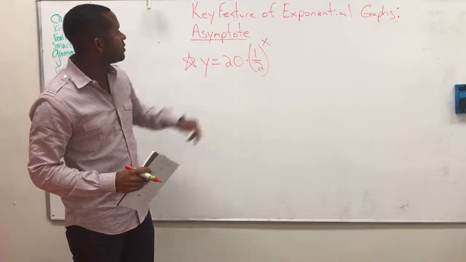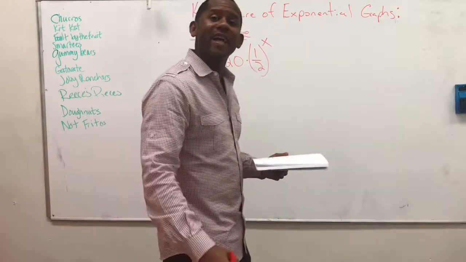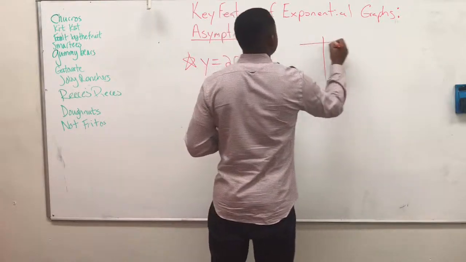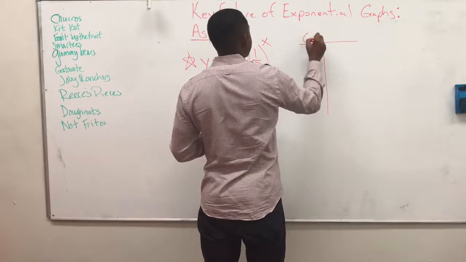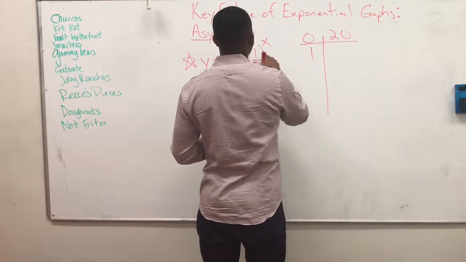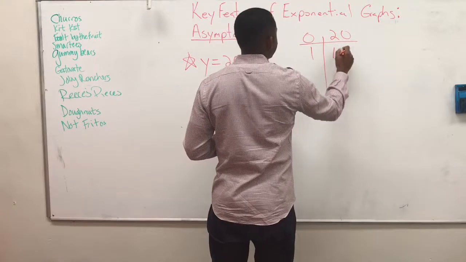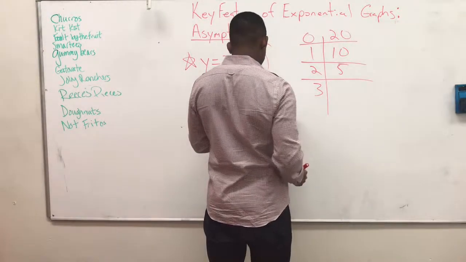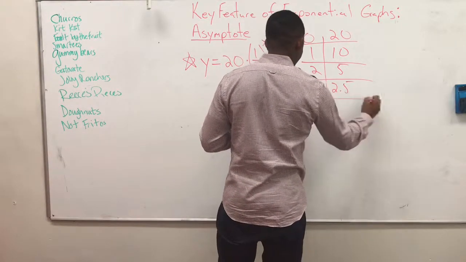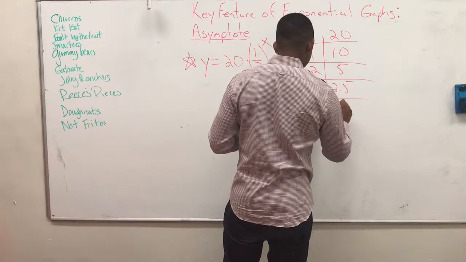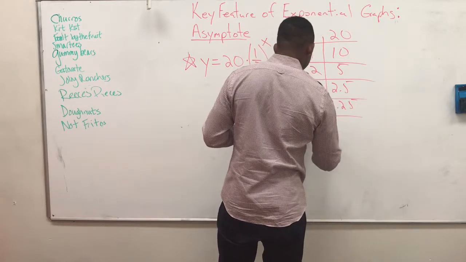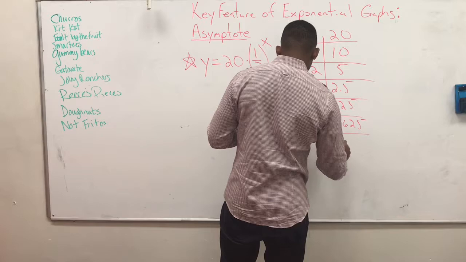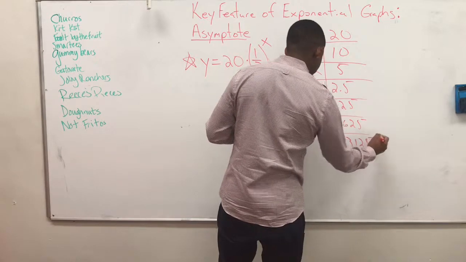So write down this equation right here, and go ahead and make a table for this equation. You're going to make it, I'm going to make it at the same time. So I know that 0 starts at 20. I know that 1, this is multiplying by 1/2, so I'm basically taking half of this. 1 goes to 10, 2 goes to 5, 3 goes to 2.5, 4 goes to 1.25, 5 goes to 0.625, and finally 6 moves to 0.3125.